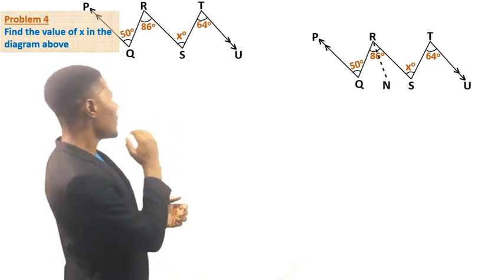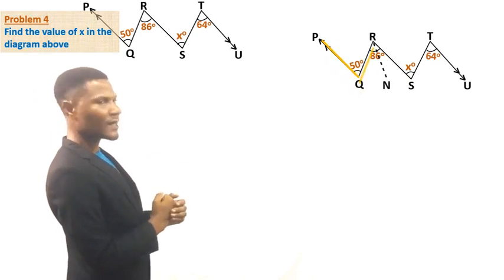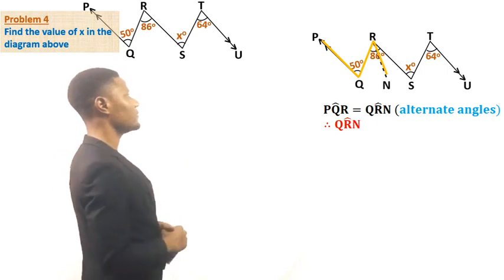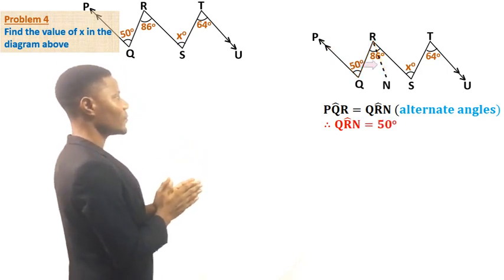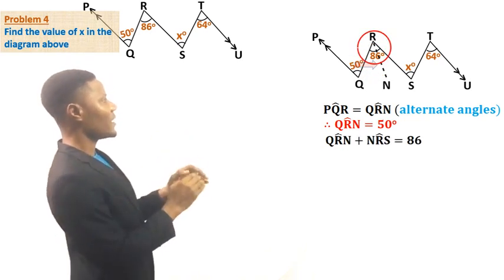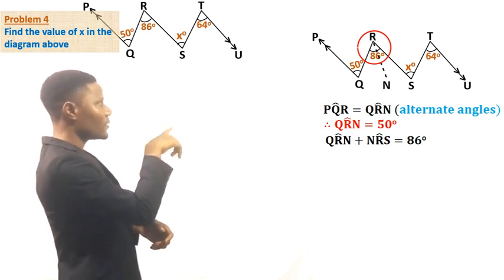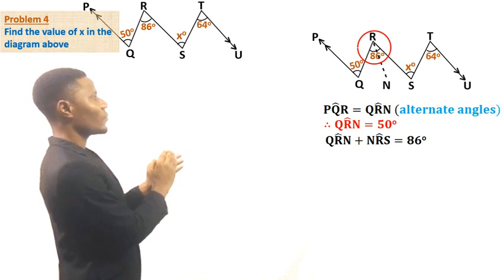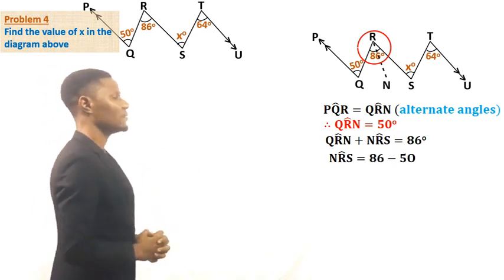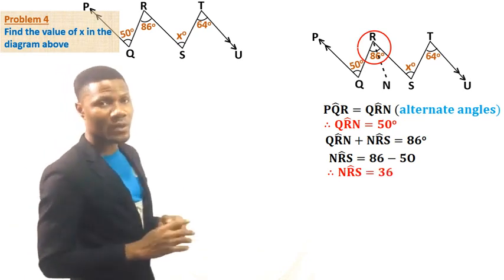So angle PQR is equal to angle QRN. Can you see that? Which is 50 degree. So we could say that QRN is 50 degree. Now that we've gotten our QRN, we could also say that QRN plus NRS is equal to 86 degree, because the whole of that part is 86 degree. So if QRN is 50 degree, NRS will be equal to 86 degree minus 50 degree. Can you see that? So our NRS is 36 degree. So we have a value for NRS.